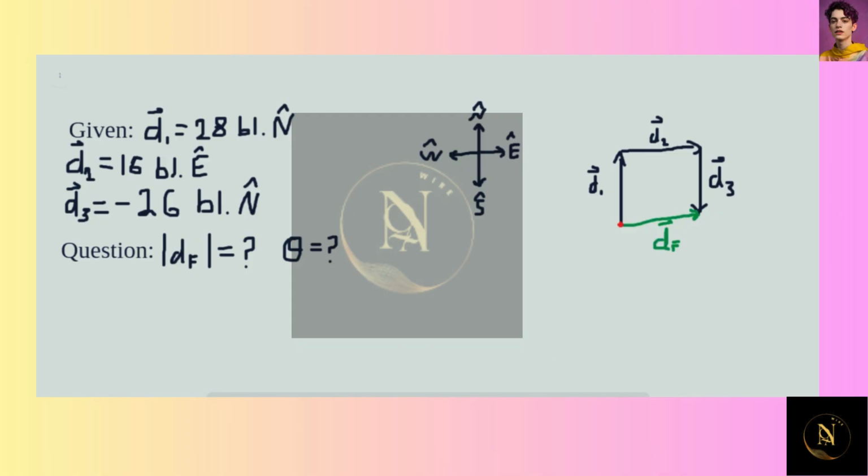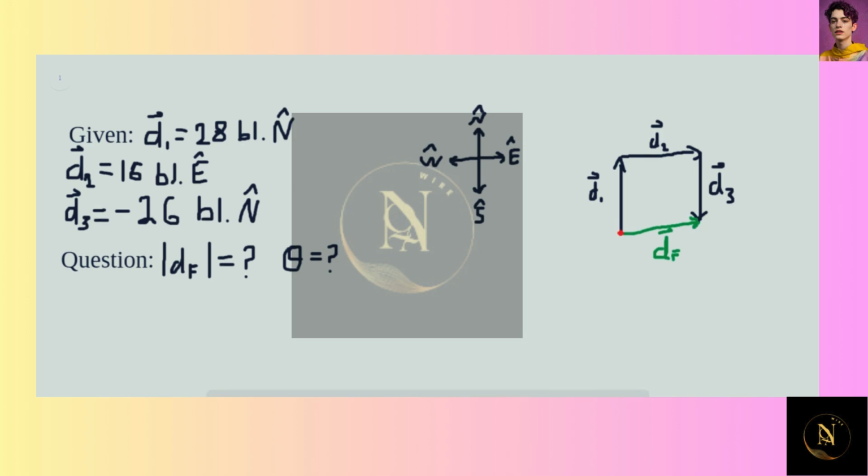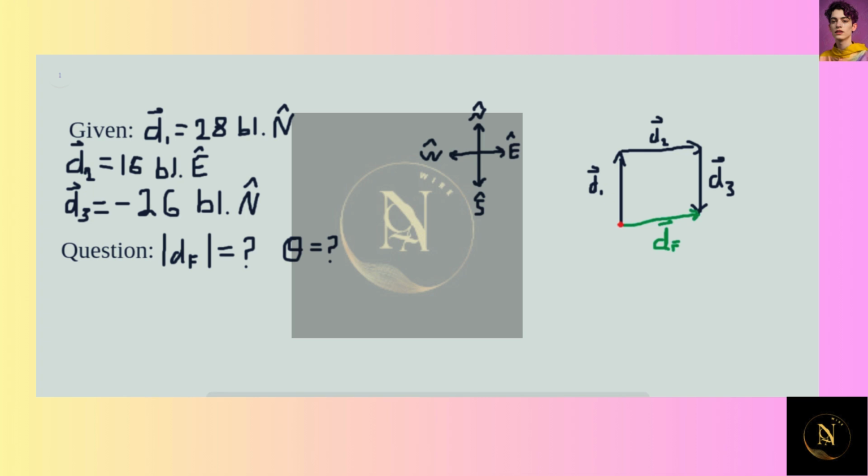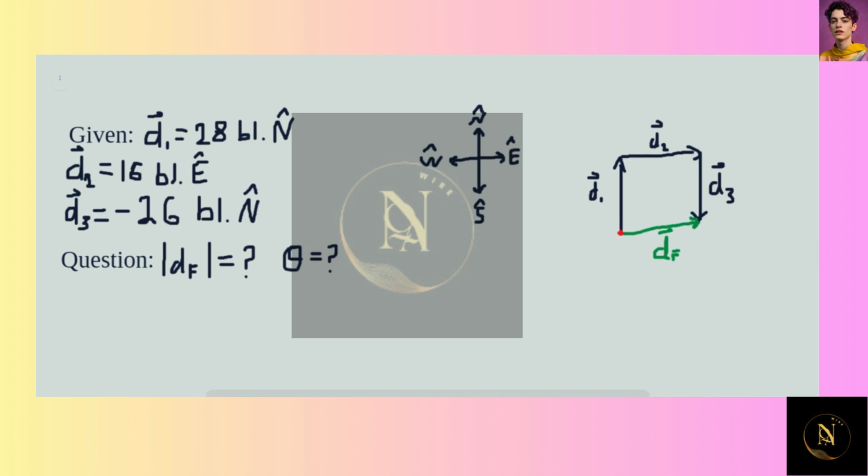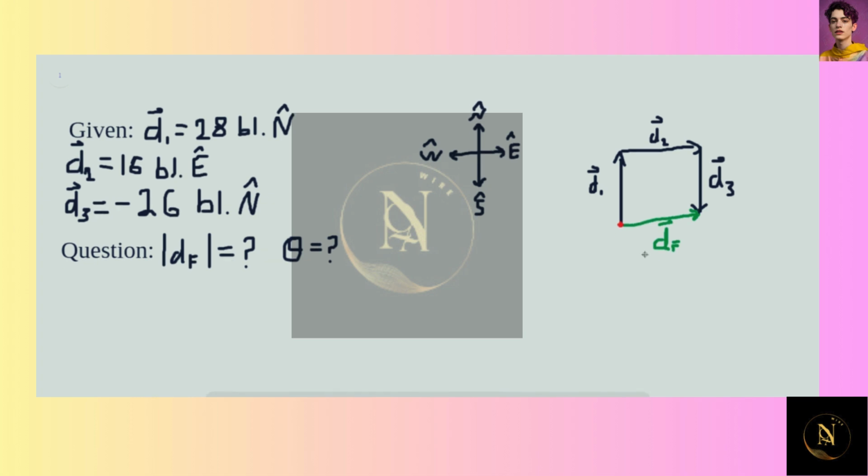Okay, so our question states, pardon me, let me get that question pulled up here. Our question states that a delivery truck driver travels 28 blocks north, 16 blocks east, and 26 blocks south. What is the final displacement from the origin? Assume the blocks are equal in length.